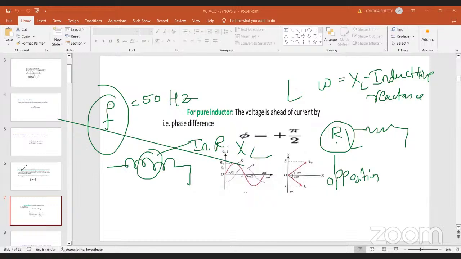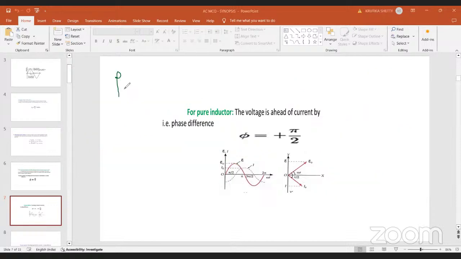Yes ma'am. About F, ma'am? F is frequency. F is the linear frequency. Omega is the angular frequency. Okay. Suppose in the question the frequency F is not given. If finally you need the value of F, then you can consider the value if it is not given, you can consider it as 50 hertz.